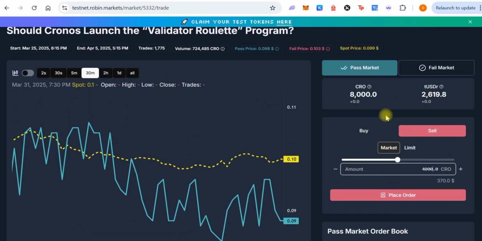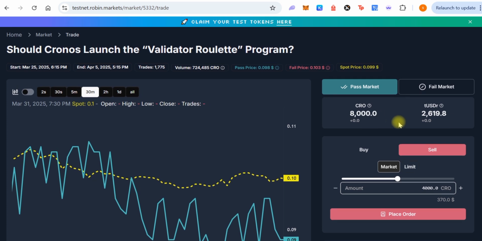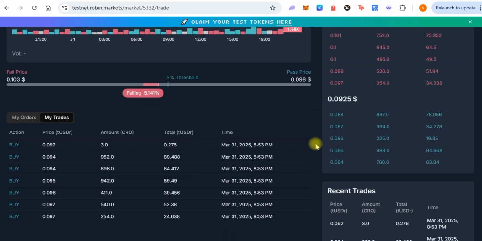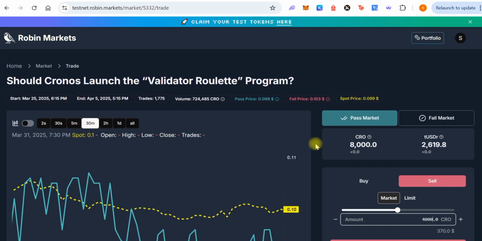So don't forget that these markets are proposed by DAOs, and each market has its start date and its end date. Whether you buy a pass market or a fail market, for example, since I bought a pass market, if the pass market goes through, I get to keep the token that I bought at a cheaper price, and everybody that bought the fail market gets a full refund, right? This is how it works. If the market fails, I would get a full refund.